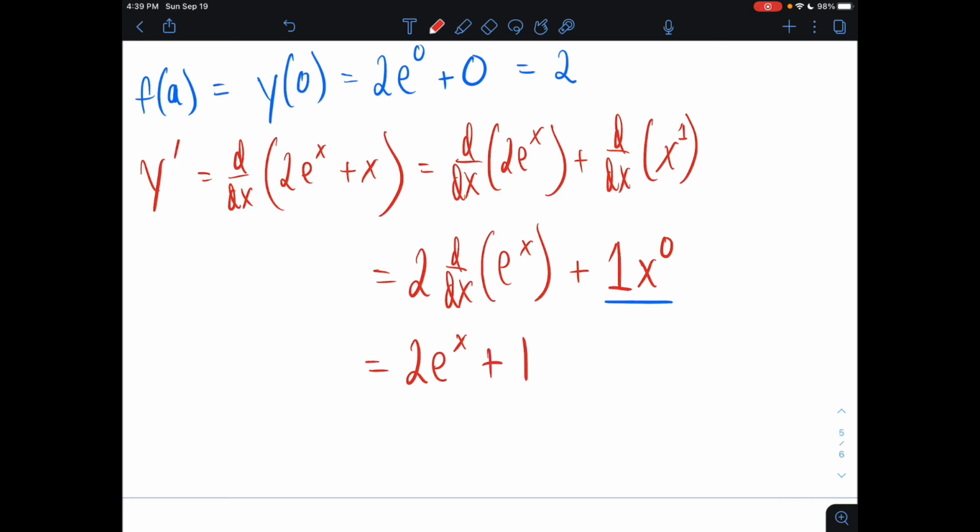So then y prime of 0 will give us our slope. If y prime is 2e to the x plus 1, then y prime of 0 is 2e to the 0 plus 1, which is 2 plus 1, or 3. And so now we have our slope.